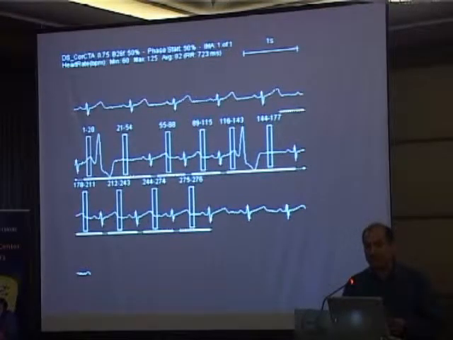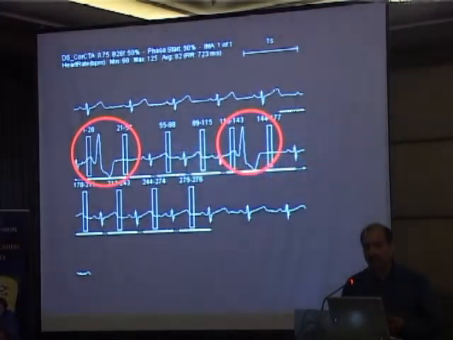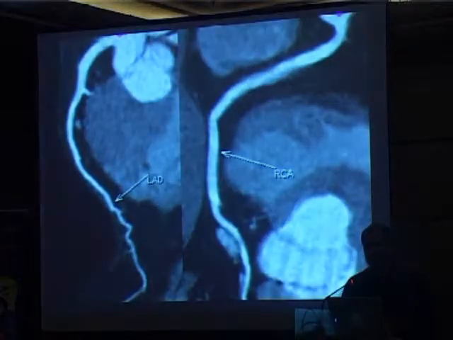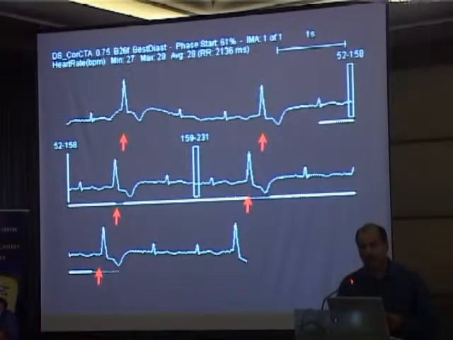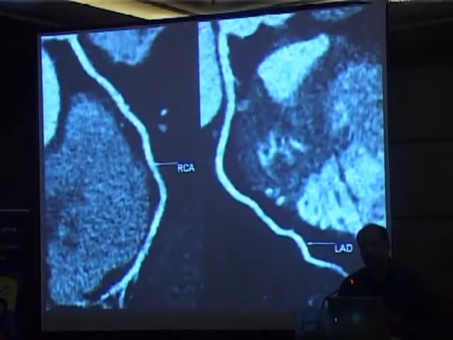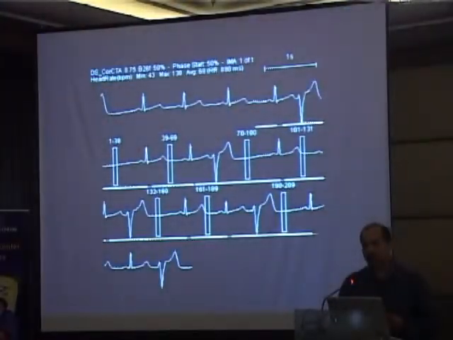Let's look at this one, ECG. There's one ectopic there, there's another ectopic out there, and we can see that the coronary arteries are beautifully imaged again. Here with multiple ectopics, and again, not interfering with the coronary arteries.